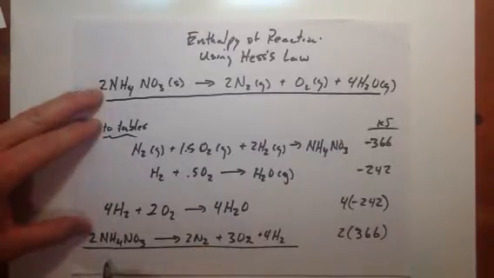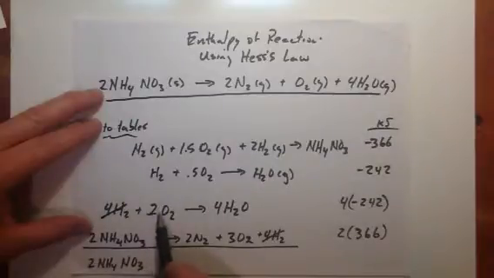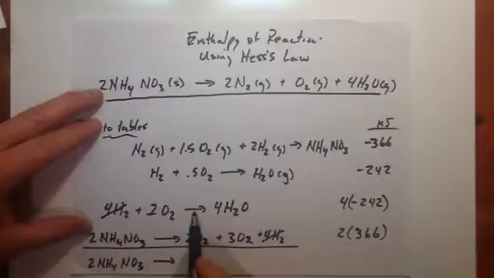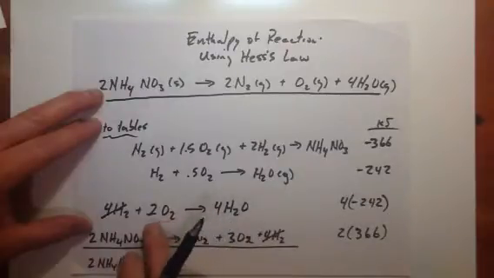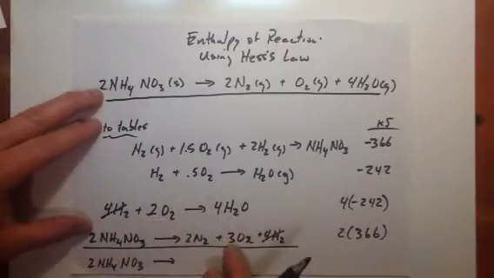Now carrying it down, we notice that there's nothing to cancel on this side with ammonium nitrate. So I'm going to have 2 NH4NO3 on the left side. Now I do want to notice that the 4H2 cancels with the 4H2, so that's out. And there are 2 O2s on the left and 3 O2s on the right, so in the end there's not going to be any O2 on the left side of this equation, because it's been canceled out by the 3 on the other side.